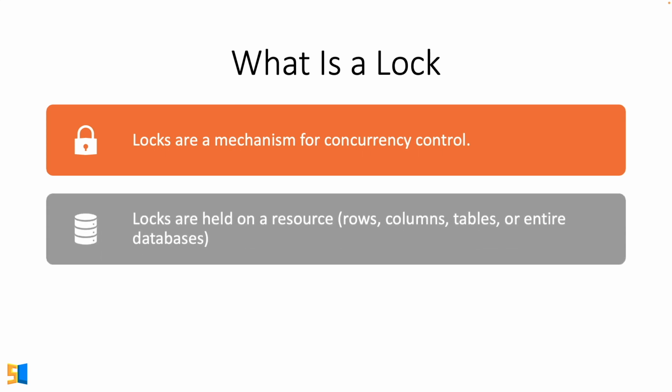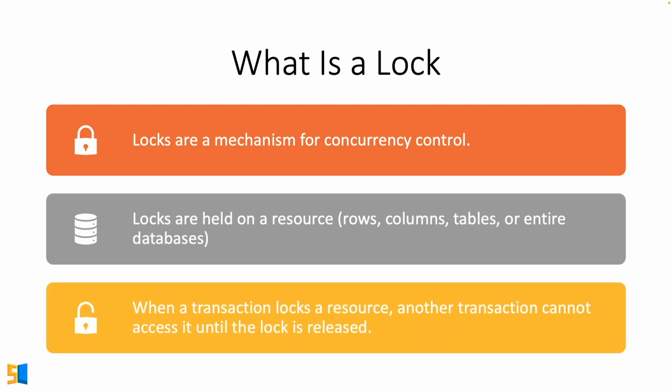When a transaction wants to read or modify a particular data item, it must first acquire a lock on that item. The lock acts as a form of protection, allowing only one transaction at a time to access or modify the locked data item. Other transactions attempting to access the same item must wait until the lock is released.